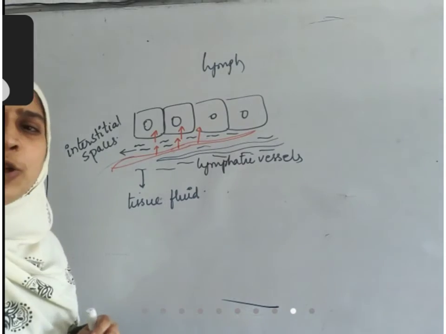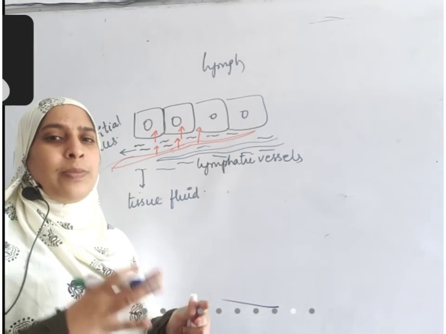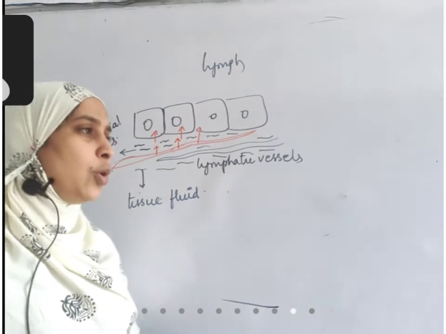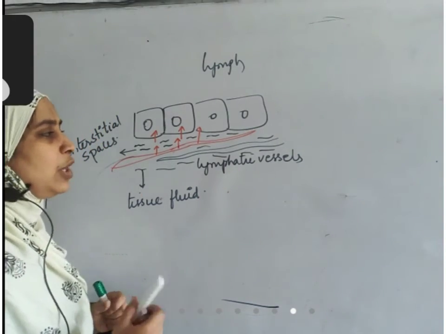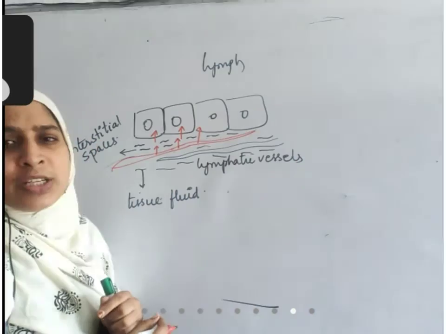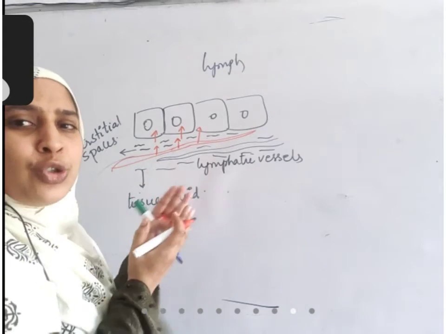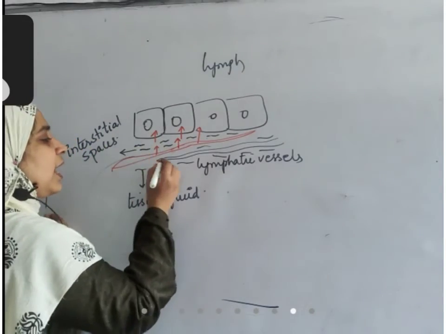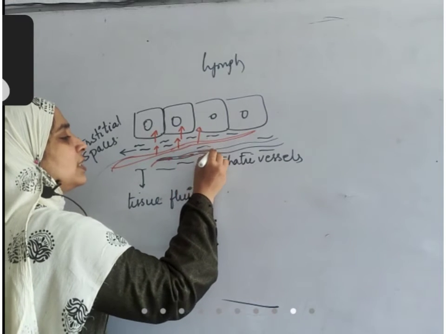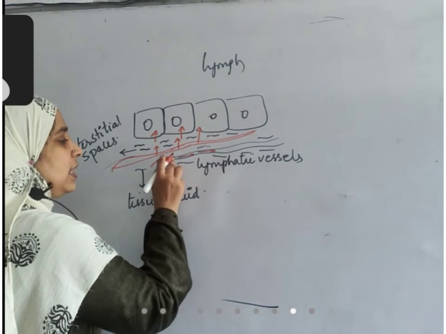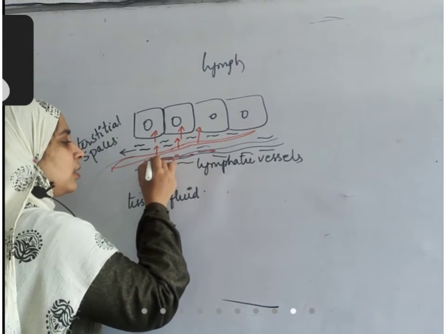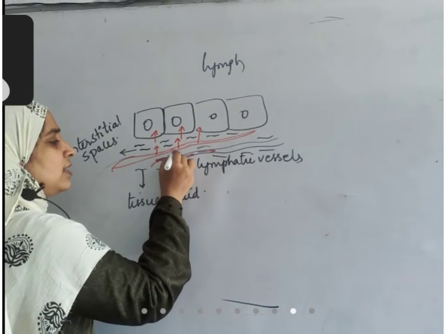If it keeps accumulating between the tissues, what will happen? Our body will start swelling. To avoid that, whenever you move the muscles, all this will squeeze. Contraction will take place in muscles, and the tissues present there will squeeze. When that squeezing takes place, this tissue fluid enters into the lymphatic vessels. These lymphatic vessels have small holes through which this fluid enters inside.